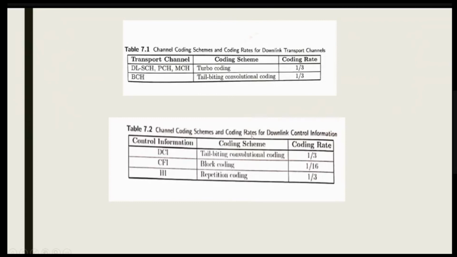Channel coding schemes and the coding rate for the downlink control channel will be different for the downlink control information, whereas the DCI, CFI and HI are the control information. The coding scheme used will be tail biting convolution coding, block coding and repetition coding respectively, with the code rate of 1/3, 1/16 and 1/3 respectively.